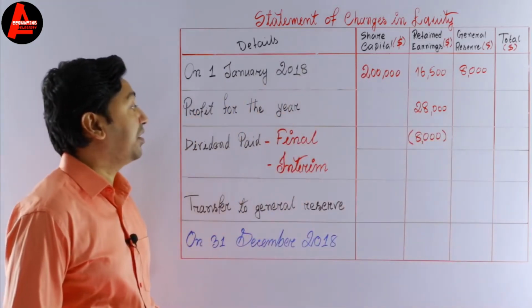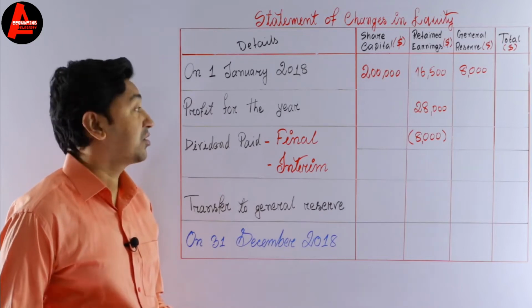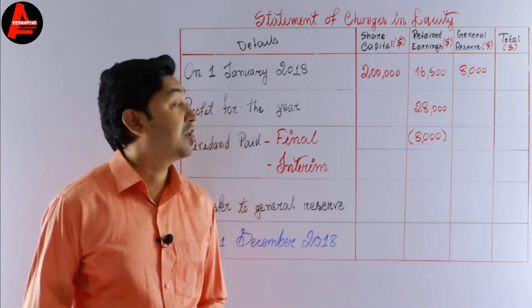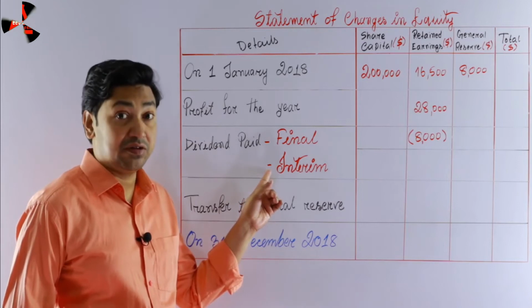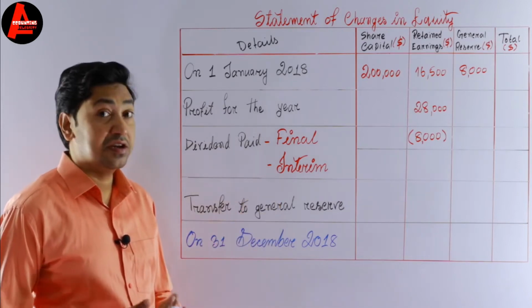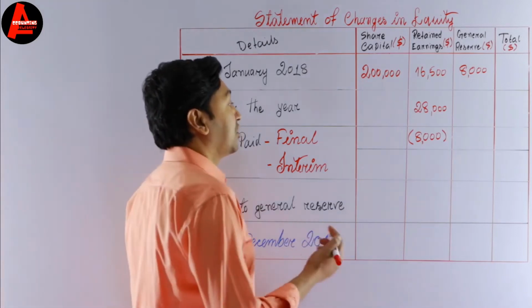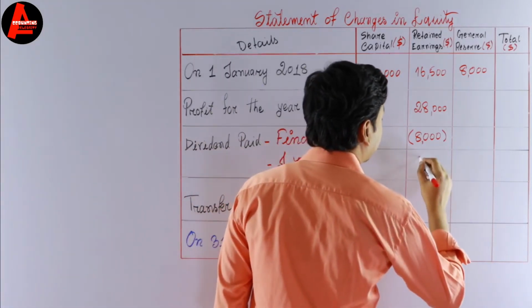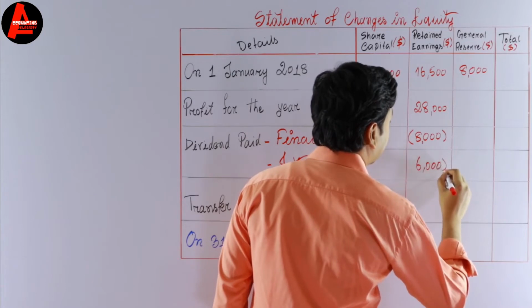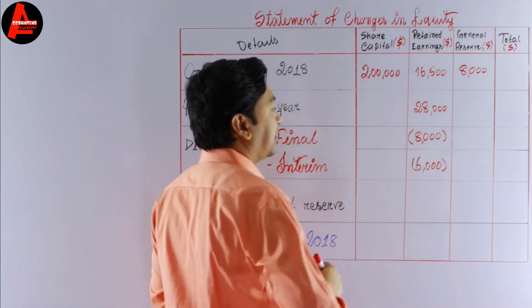Then we have the interim dividend. Yes, it is also given in the question. If it is not given, we will not write this item here. The interim dividend is $6,000 for 31st December 2018 in the question. This amount will also be subtracted, so let us subtract this amount in the retained earnings column.